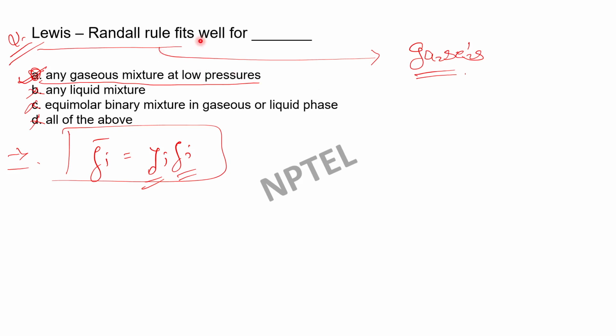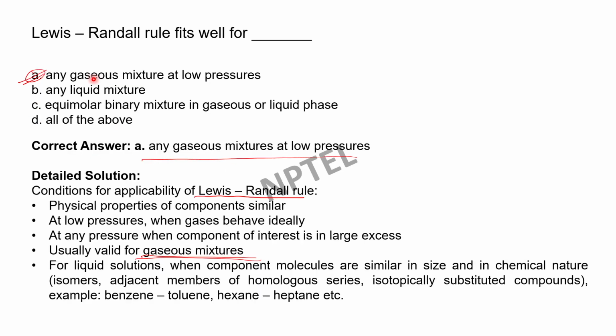So the Lewis-Randall rule. Before starting the numericals, we have discussed two different rules, that is the Lewis-Randall rule and Henry's rule. The Lewis-Randall rule holds well for any gas or mixture at low pressure, because the fugacity of component i in the mixture is the mole fraction of component i in the vapor phase times the fugacity of component i in that phase. So f̄i is equal to yi into fi, which is valid for any gas mixture at low pressure. Please remember the Lewis-Randall rule is valid for any gaseous mixture at low pressures.